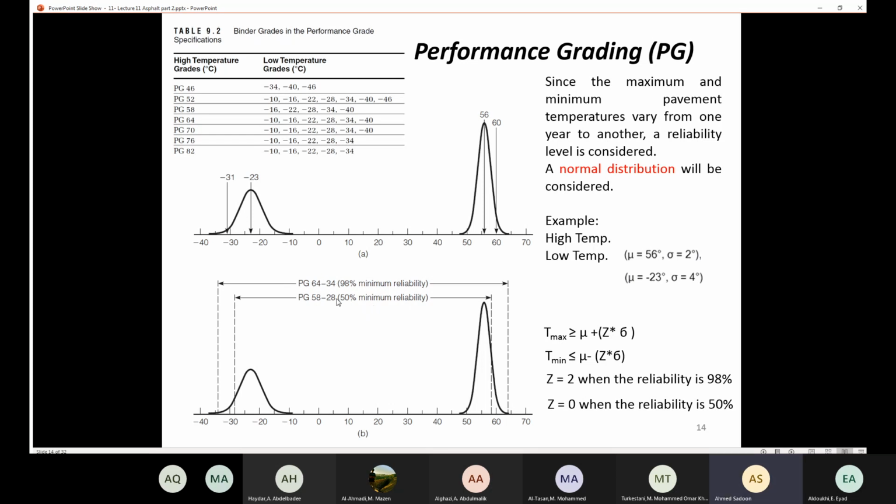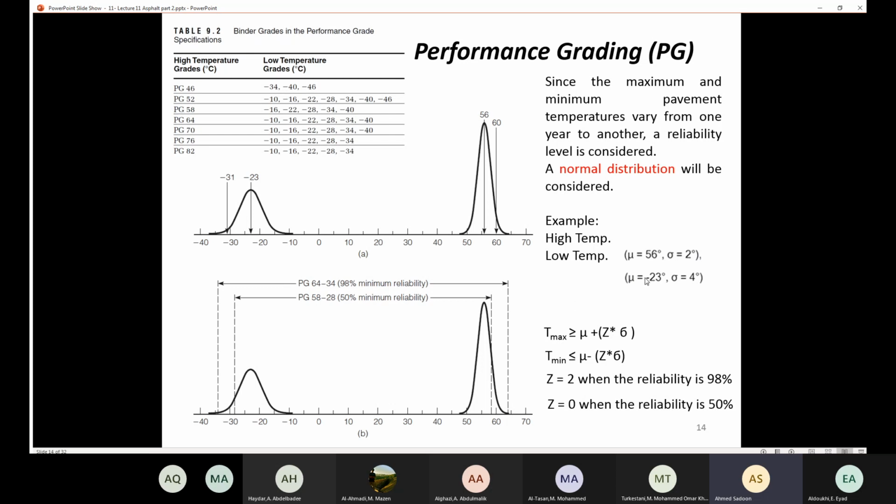Alternatively, if I'm going to choose 50% reliability, then the value of Z is going to be 0. So this one is 0, this one is 0. I'm going to have only the mean value. So the mean value is 56. Then I'm going to go here. I have 56. I'm going to round to 58. So my PG is going to be PG 58.